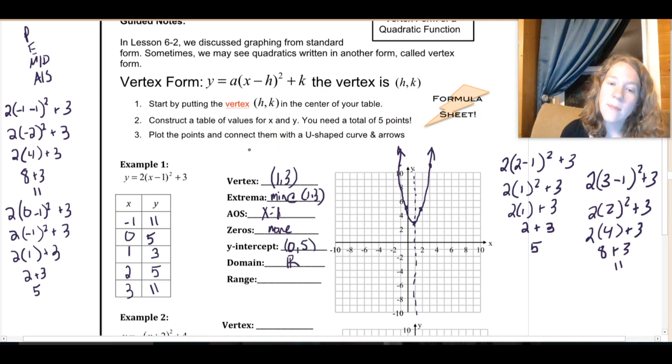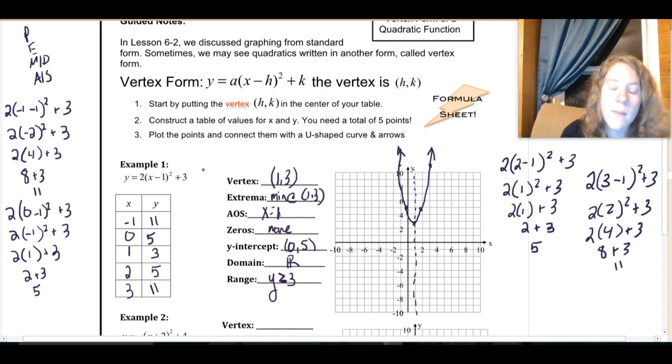Your range in parabolas is always going to be dependent upon where that vertex is. So my y values start at 3, so I'm pulling the y value from my vertex, and it continues up forever from that 3. So y is greater than or equal to 3. It does equal 3 because when I plugged in 1, I get 3. And then it goes up forever from there. And that's number 1 done.